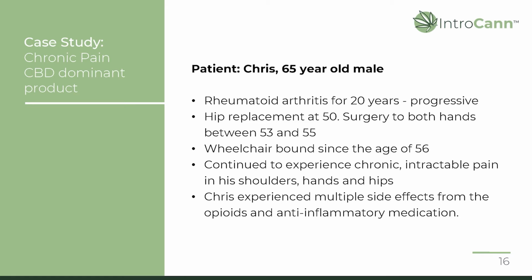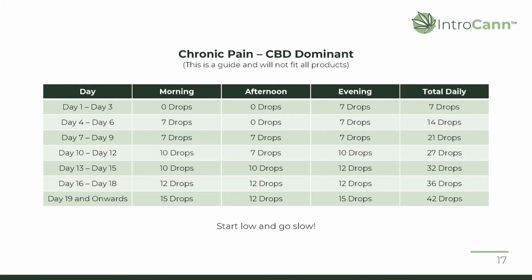So here's my titration that's on the Intrigant portal that I gave him for a CBD dominant product. In his case, I gave him a 25-part CBD, 2-part THC product. There's a whole list of products on the portal that you can find there. This is how we titrated Chris towards feeling better. Now, I'm showing you the whole titration. Some patients may stop halfway and say, I found my dose, but in his case, we went to the full 42 drops per day dosage.